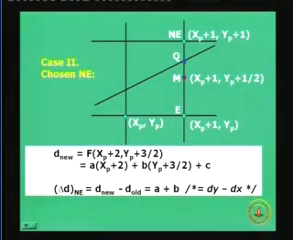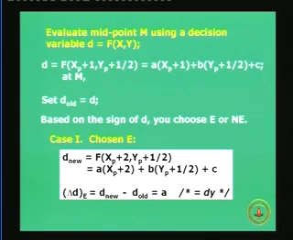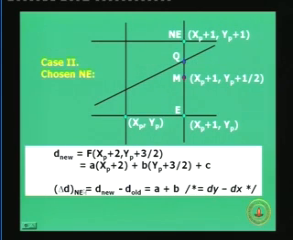But just remember now that based on the sign of the decision variable d, you choose east or northeast, and based on whether you have chosen east in case 1 or northeast in case 2, the delta d e will be equal to dy, or delta d northeast will be dy minus dx.